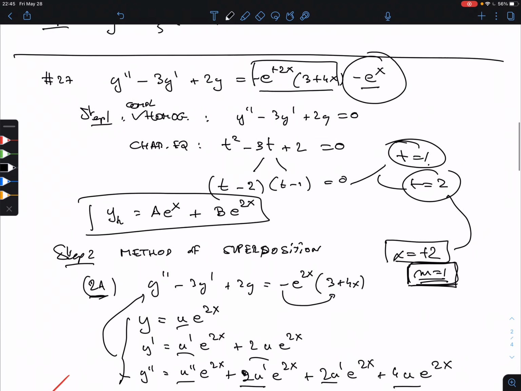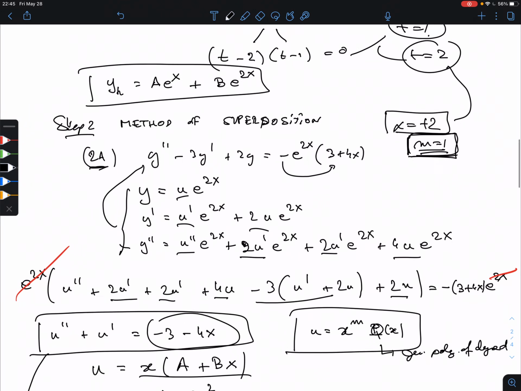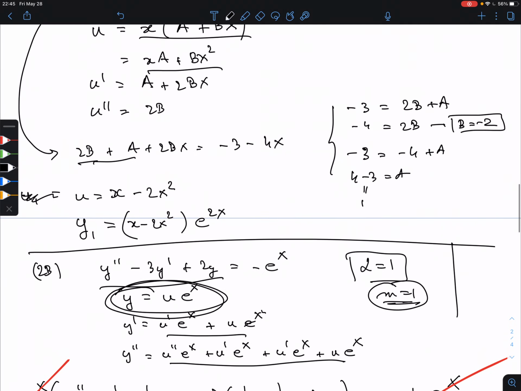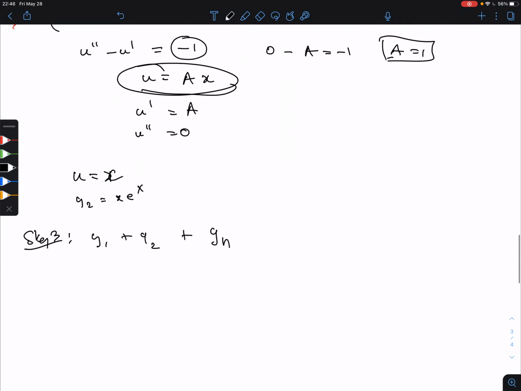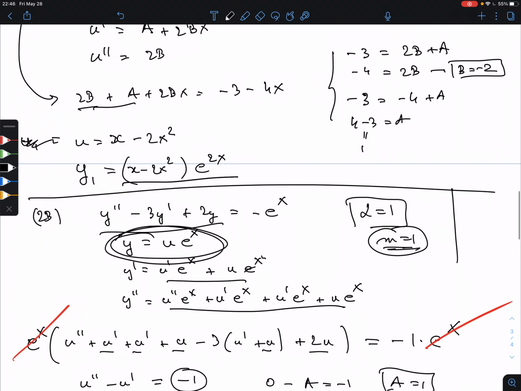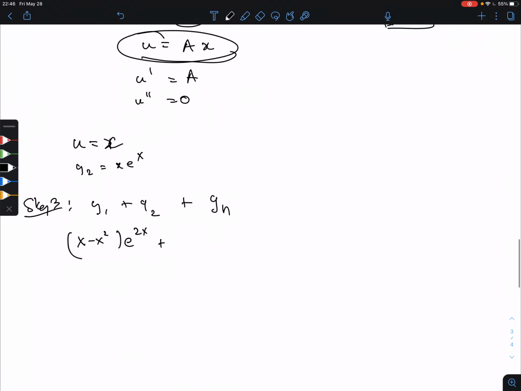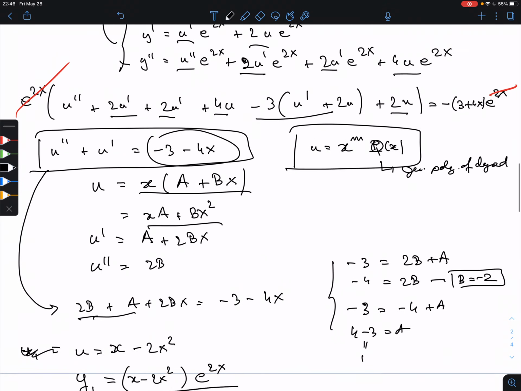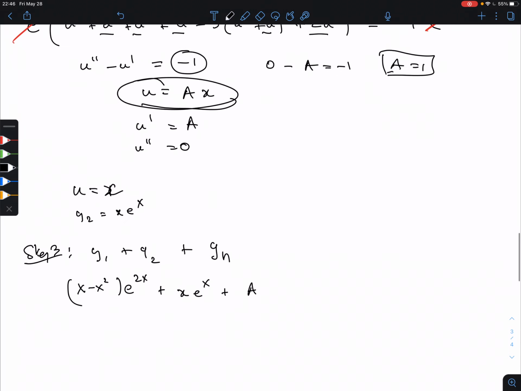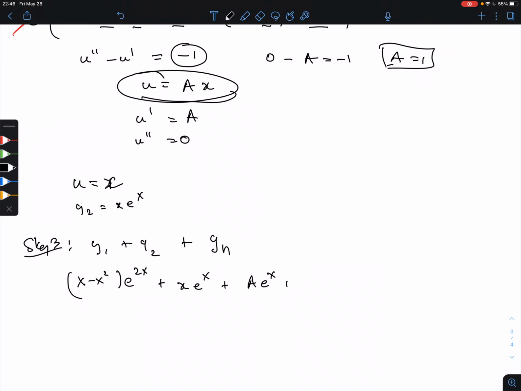Okay, so let's see what we have. Our homogeneous one is a e to the x plus b e to the x. Oh no, y1, sorry, y1. That was x minus x squared times e to the 2x. That's the y1, right? Then y2 was x e to the x, and then the general homogeneous was a e to the x plus b e to the 2x.